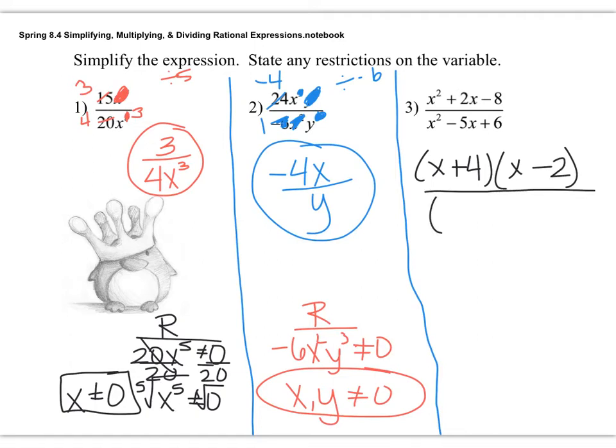On the bottom, we can factor that one. The last one is positive, which means they're going to be both minus. I have x and x. I have 1 and 6 or 2 and 3.